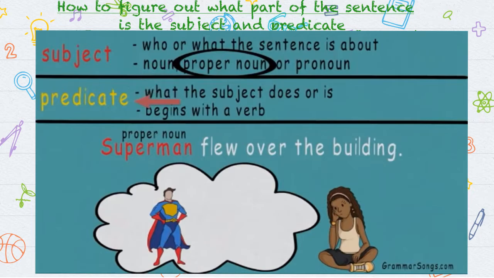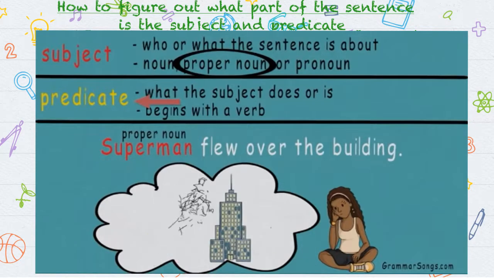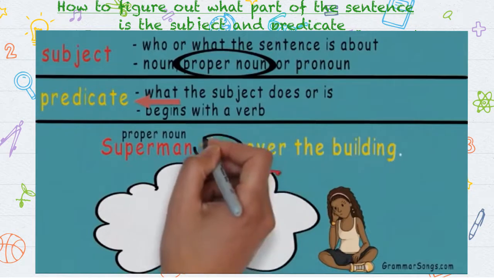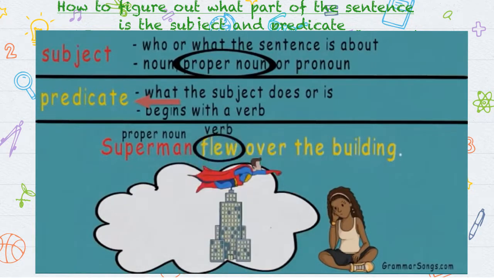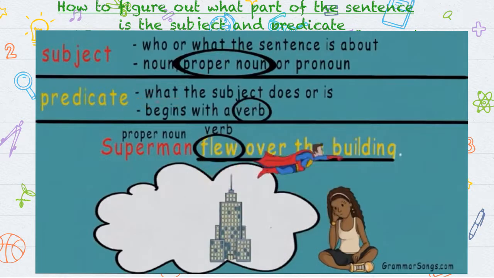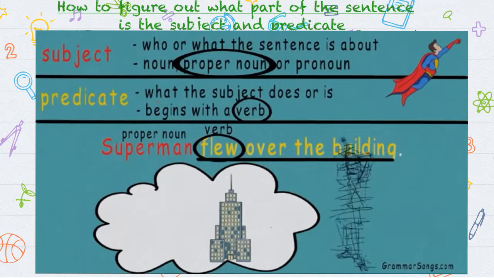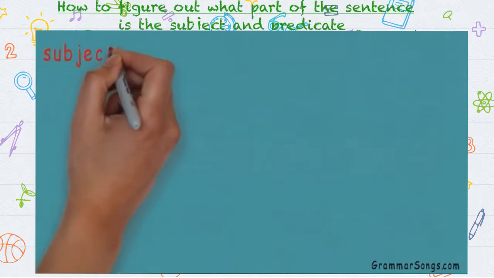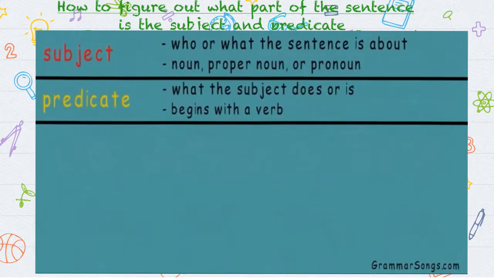Now I need to find my predicate. What did Superman do? He flew over the building. Flew over the building is my predicate. Flew is a verb, so my predicate, flew over the building, begins with a verb. Up, up, and away! Let's practice identifying the subject and predicate one more time.